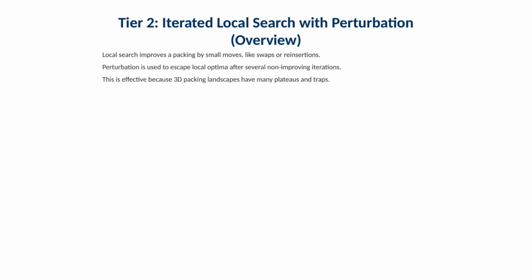Tier 2 uses iterated local search with perturbation. Local search tries small moves that improve packing quality, such as swapping item order, repositioning one item, or reinserting an item. When the search stops improving, perturbation deliberately changes the solution to escape the local optimum. This is important because packing landscapes have many traps where simple improvements cannot progress.